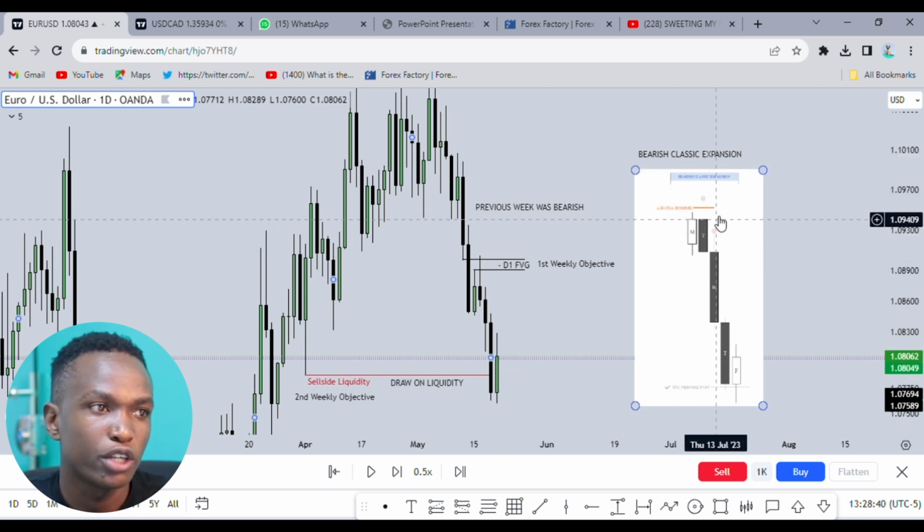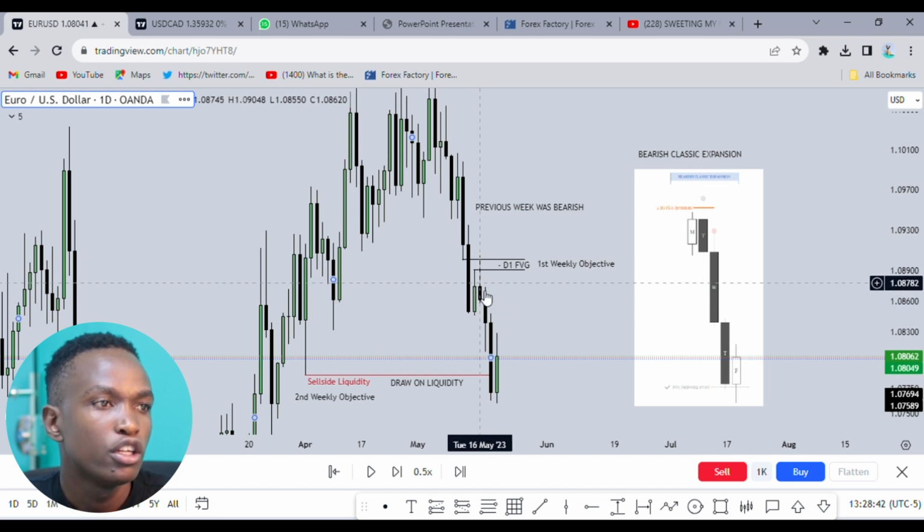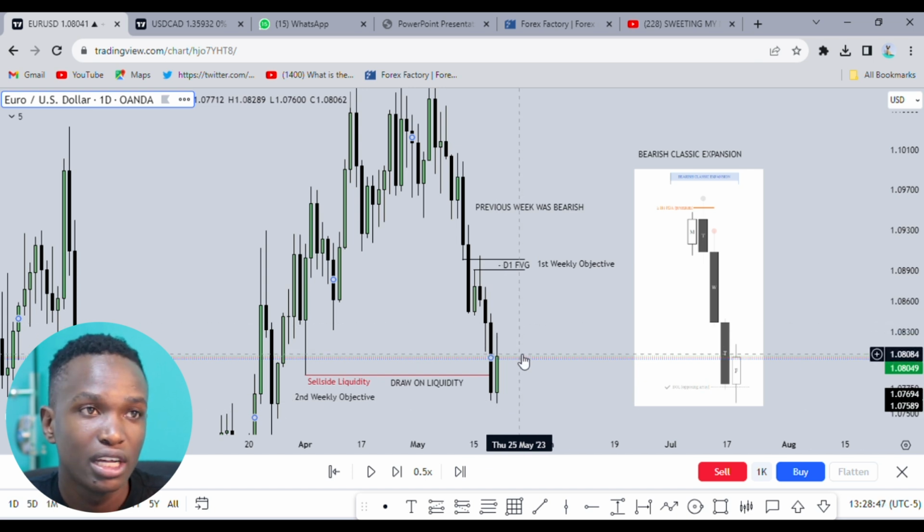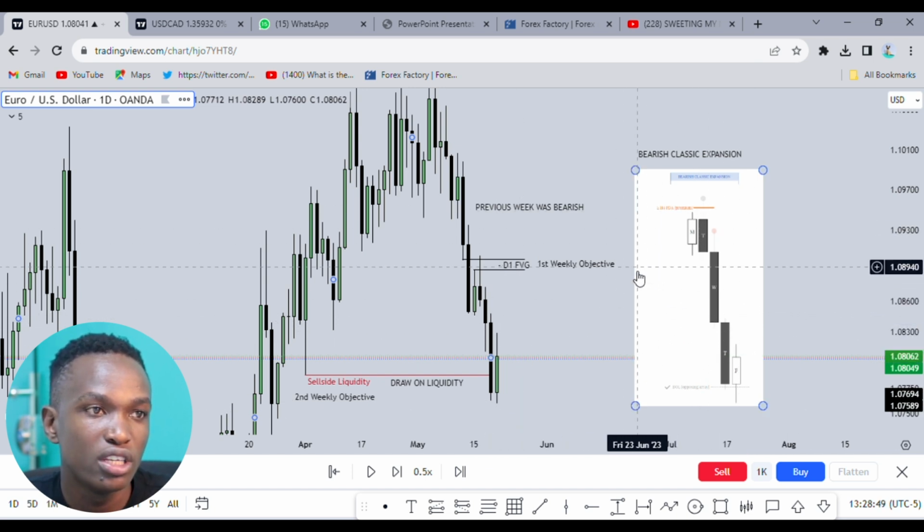This is our bearish classic expansion. First of all, we had a bullish Monday, Tuesday making our high, then Thursday making our low, and then Friday being bullish. Simple as that. You can clearly view this.